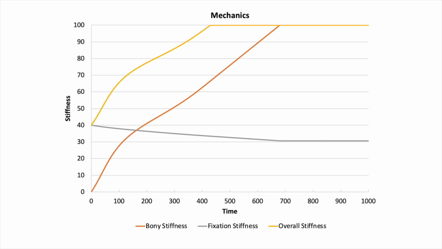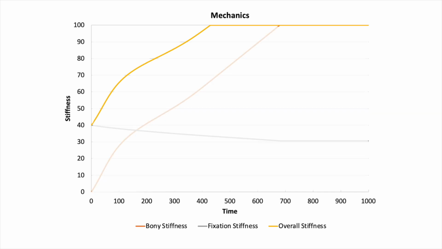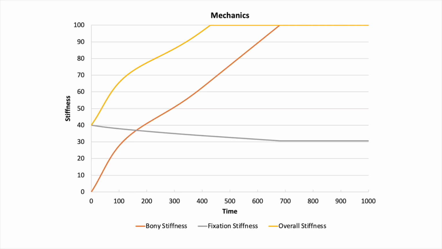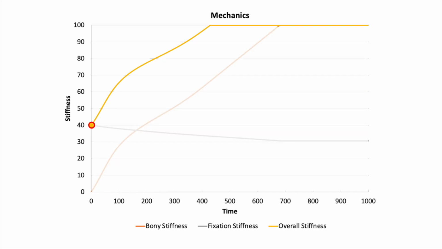Let's go back to our original graph one more time and finally look at the overall stiffness line. The overall stiffness line is just the fixation stiffness and the bony stiffness added together. In this case, there is no bony stiffness at time 0, so the overall stiffness is equal to the fixation stiffness. As we move forward in time, the overall stiffness increases since the bony stiffness is increasing even though the fixation stiffness is decreasing. And eventually, the overall stiffness maxes out.